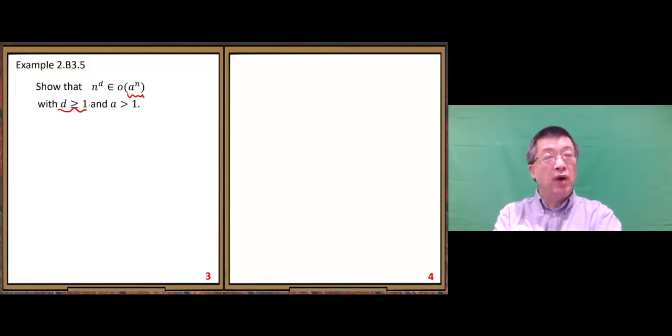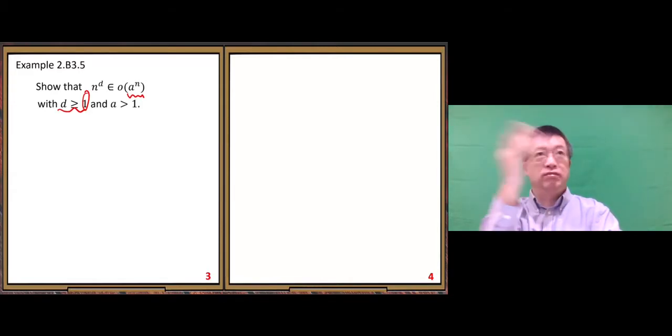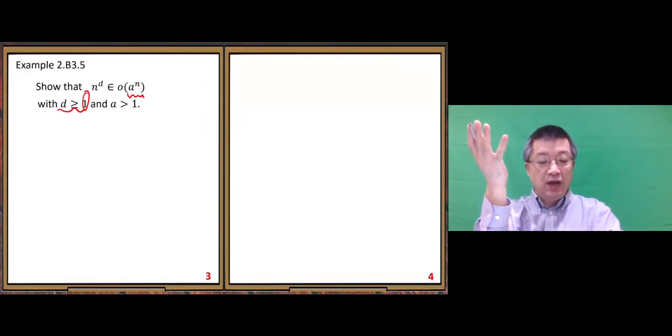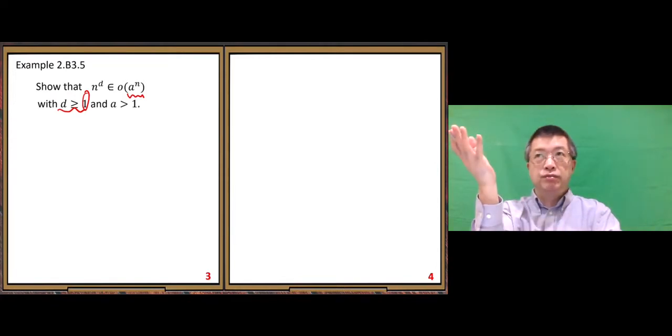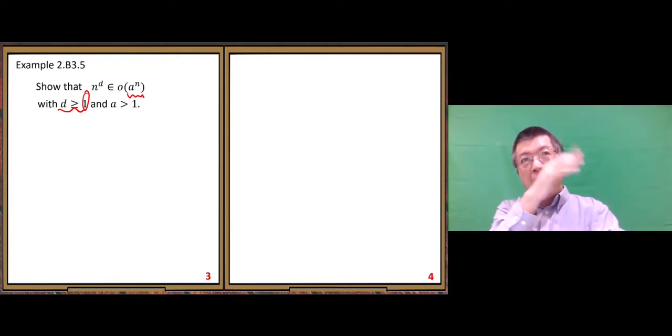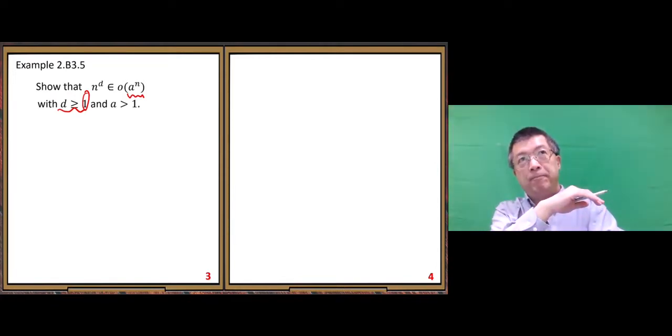Here we say greater than or equal to 1, right? Actually, more generally, greater than or equal to 0 is also true. When d equals 0, n to the 0 is 1, and definitely it's true. If it's a positive number greater than 0, also true. But that one, I will talk about later.